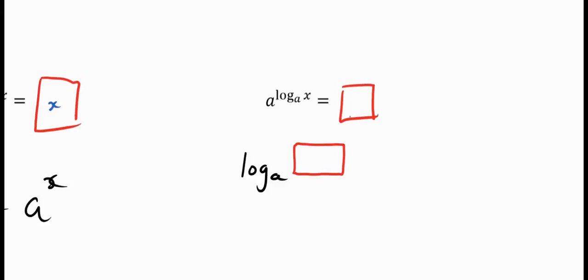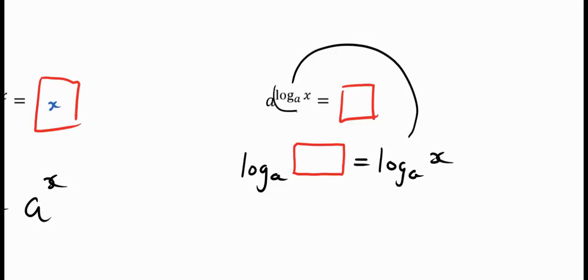So the red box moves there, and then log base a of x. So this is this exponent that's over here. Okay? So what do I put in the red box? X. Good.